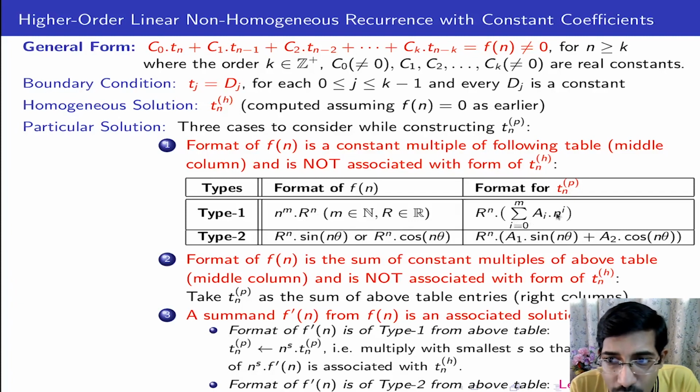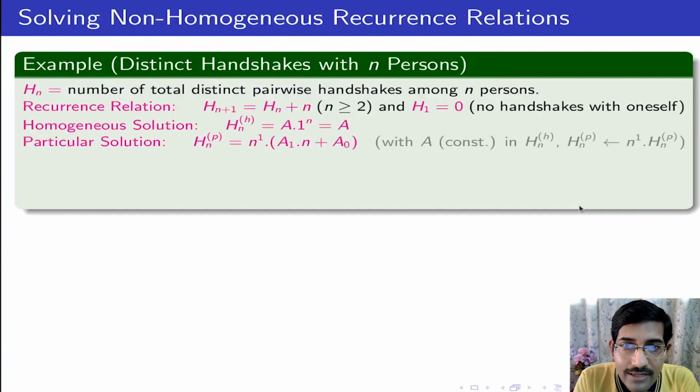What will I choose for the particular solution? My r is 1, so this term vanishes, and my m is also 1. So I will choose a0 n to the power 0, that is a0, plus a1 n to the power 1. So I will choose a0 plus a1 n as my format for the particular solution. Let us see.